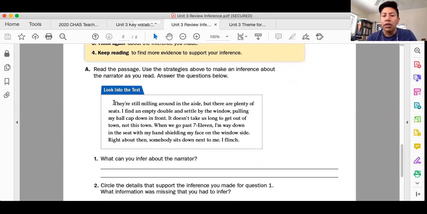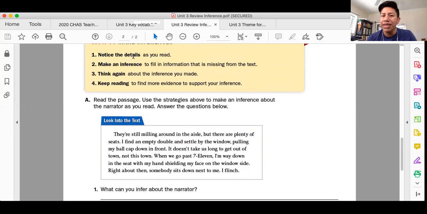So the text says, they're still milling around in the aisle, but there are plenty of seats. I find an empty double and settle by the window, pulling my ball cap down in front. It doesn't take us long to get out of town, not this town. When we go past 7-Eleven, I'm way down in the seat with my hand shielding my face on the window side. Right about then, somebody sits down next to me. I flinch.